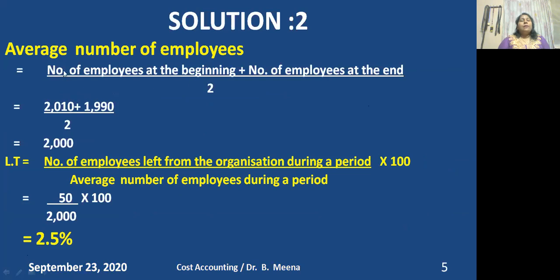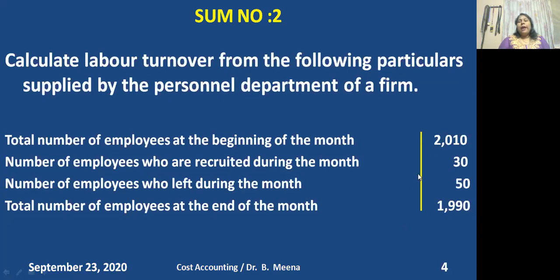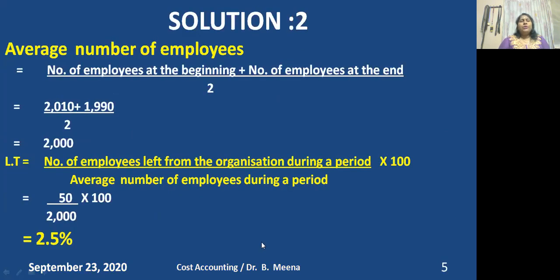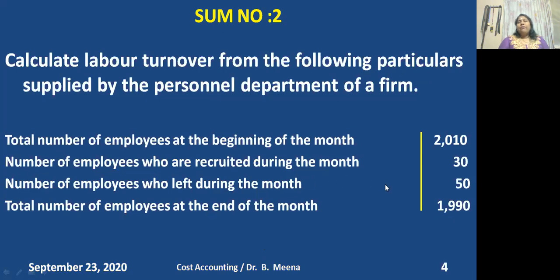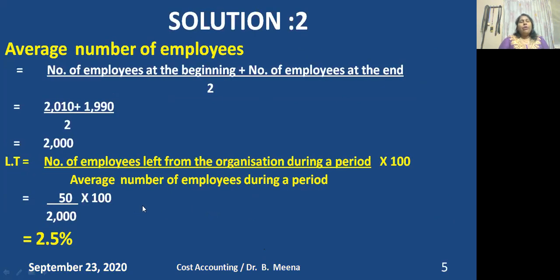Okay, so as usual, I will apply the formula number of employees at the beginning plus number of employees at the end divided by 2 to know the average number of employees. So as per this problem, 2010 at the beginning, end is 1990. So divided by 2, I'll get 2000 employees. Then how to calculate the labor turnover under separation method? Number of employees left from the organization during a period divided by average number of employees during a period into 100. Number of employees left during the period is 50 as per this problem. I will apply. So 50 divided by 2000 into 100, I'll get 2.5 percentage. So this calculation under separation method.